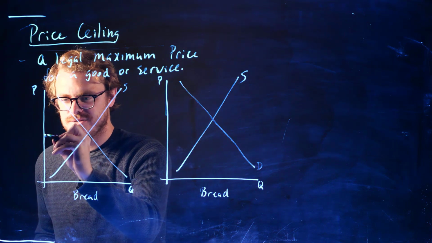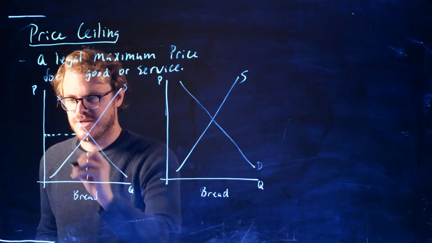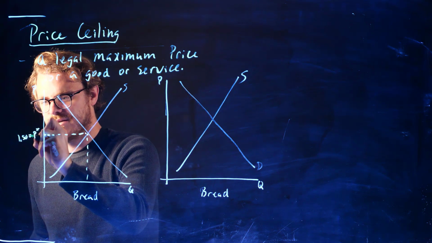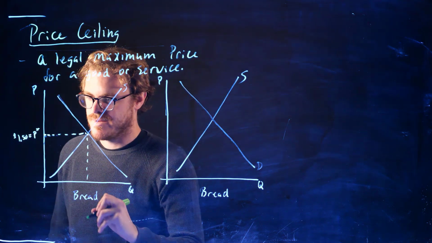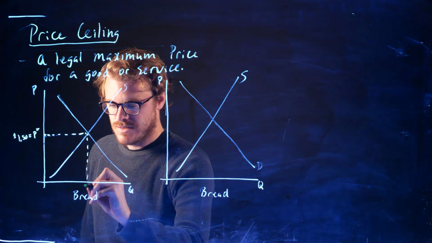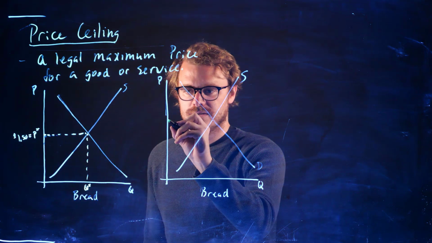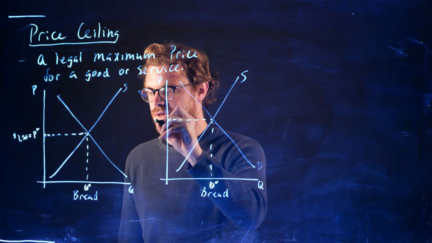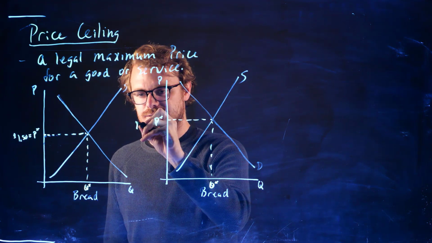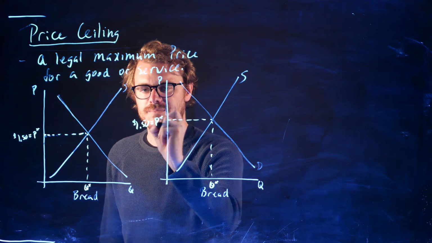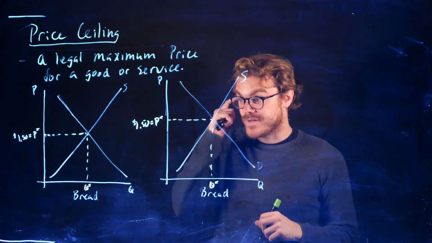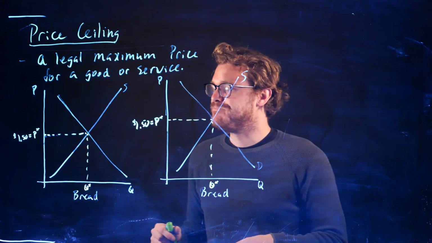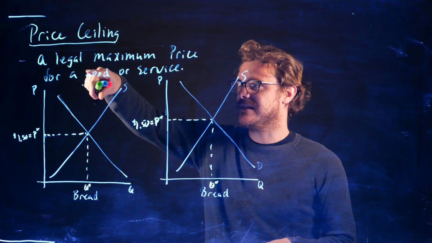Pen's dying a bit, so let's use green. Price and quantity. So let's say this was like $1.50 for a loaf of bread or something like that. There's some quantity here. So this is the same thing where we have a price of $1.50 for some kind of bread. And so the price ceiling is a legal maximum.